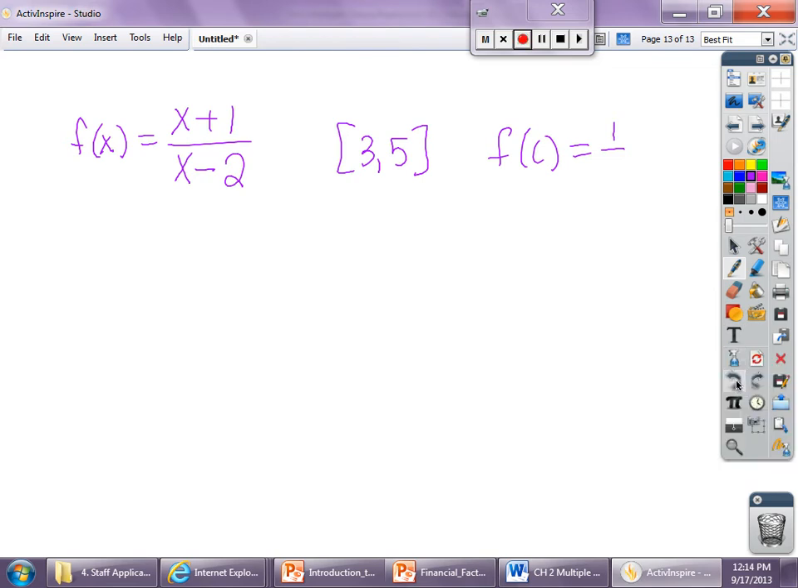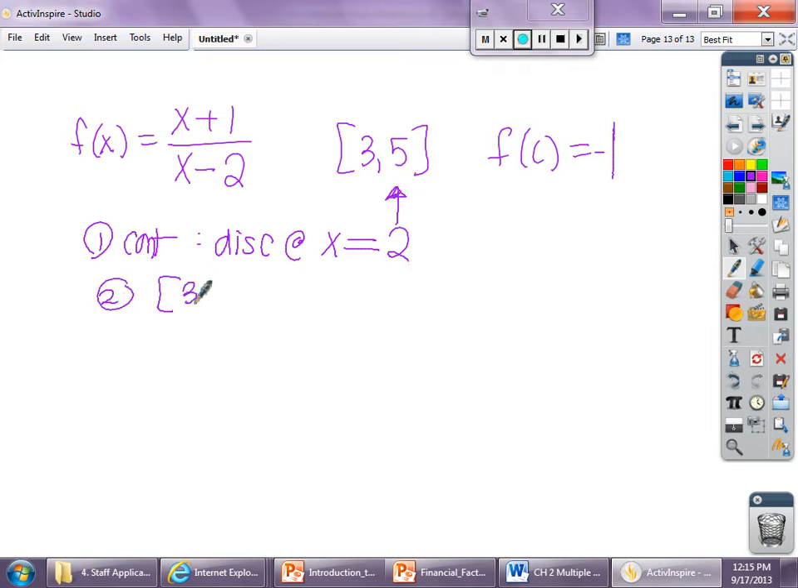No, that's not what I meant. There we go. Was it -1? I think I picked -1, right? Okay, so let's do it the real way. Number 1, check for continuity. I'm looking for discontinuities. I have a discontinuity at x equal to 2. But 2 is not within here, so I'm still good because it's continuous on the closed interval of 3 to 5. That's why that's okay.